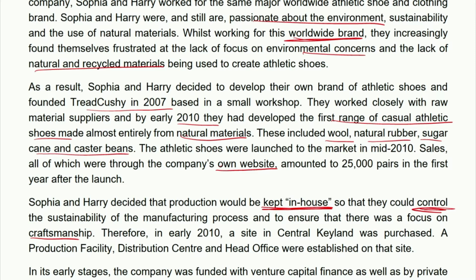So they purchased in early 2010 a site in central Keyland where they produce, distribute. They have head office, all established on that one site.